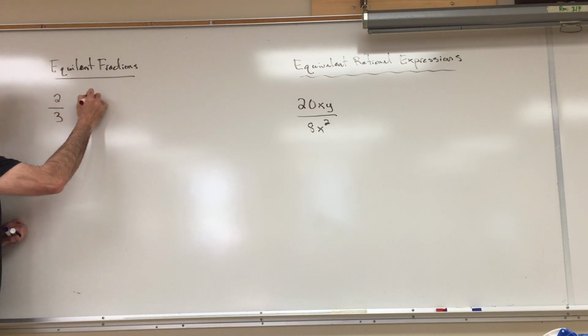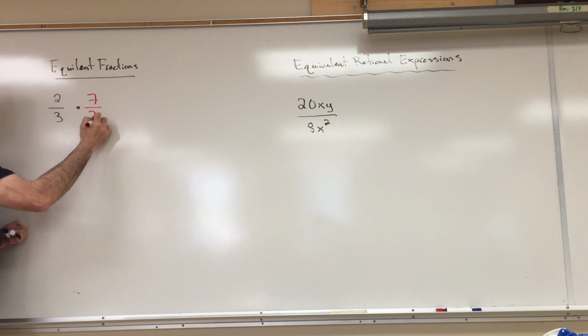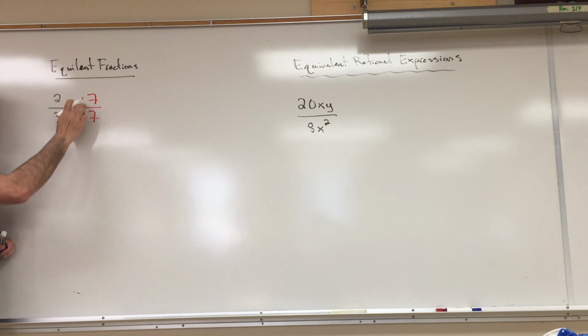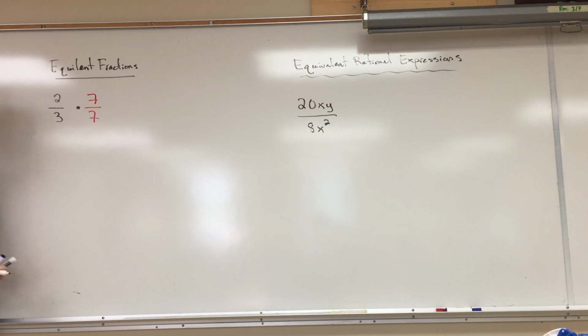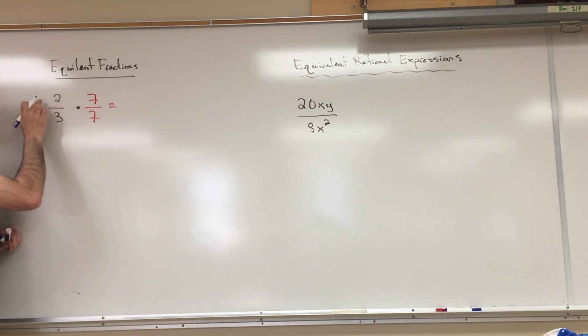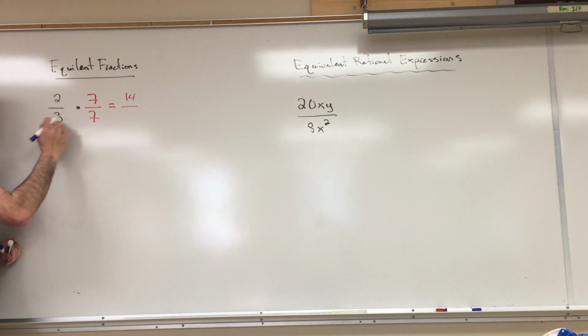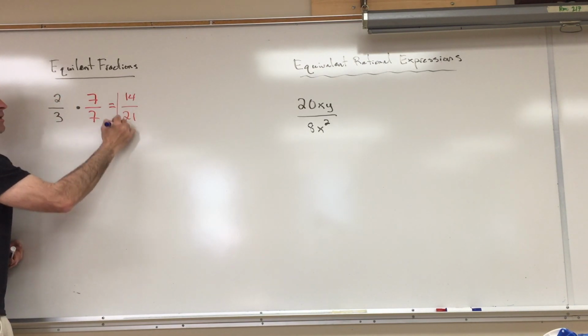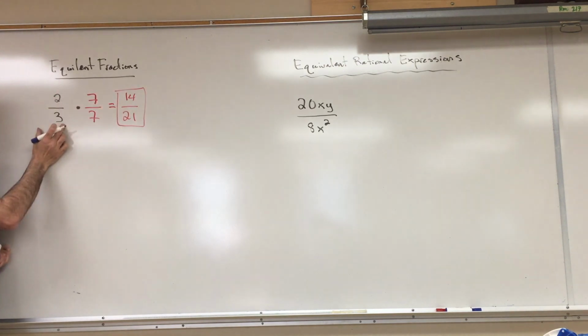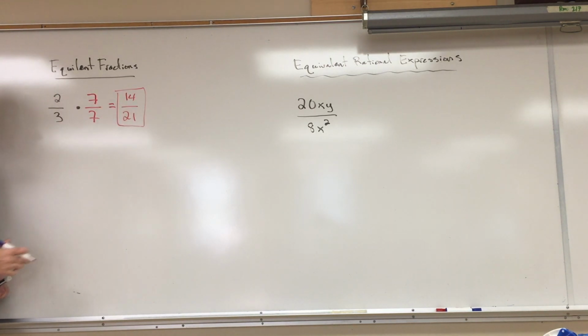You pick one. How about 7? 7/7. 7/7 equals 1. When we multiply anything by 1, we don't change its value. Top times top, 2 times 7, that's 14. Bottom times bottom, 3 times 7, that's 21. 2/3 and 14/21 are different numbers, but they're equivalent expressions. They have the same value.